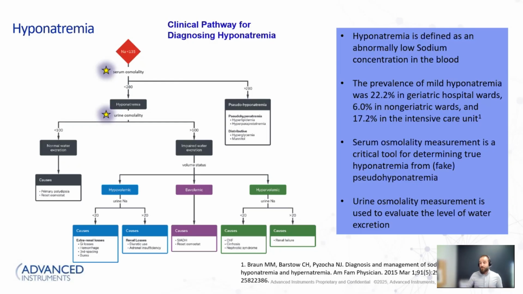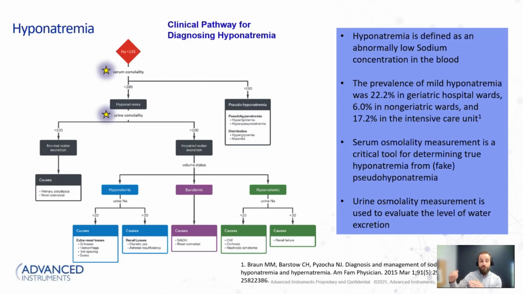Why is this important? Well, we see it a lot in patients who are in the hospital. So 22% of patients in geriatric hospital wards will suffer from hyponatremia at some point in their stay. 6% in non-geriatric wards, so not as common, but in the ICU where there's a lot going on with these patients and the management of these patients, 17.2% will commonly experience that. That's right from a paper reference down there at the bottom. Serum osmolality measurement is a critical tool for distinguishing real hyponatremia from pseudohyponatremia, quote unquote, fake hyponatremia.